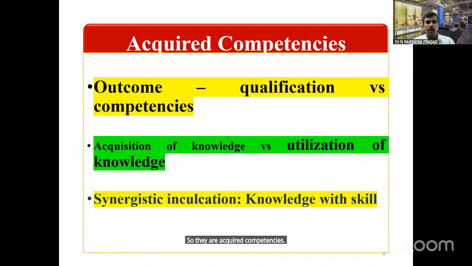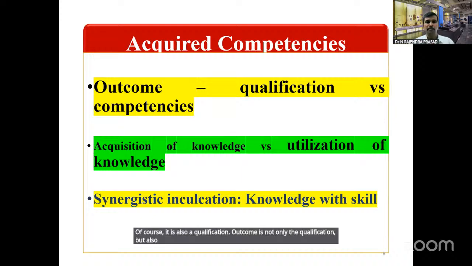So, outcome should be a competency. It is not a simple qualification. Of course, it is also a qualification. Outcome is not only the qualification, but also the competency. Competency means simply the expertise or the skills acquired by the learner by the end of the undergraduation program or the post-graduation program, whatever it is. So that is the competency.